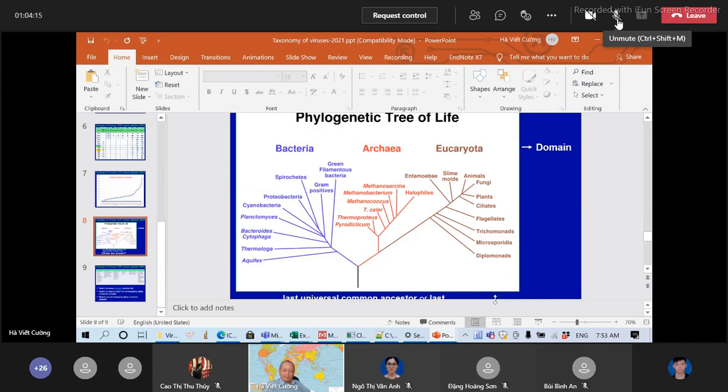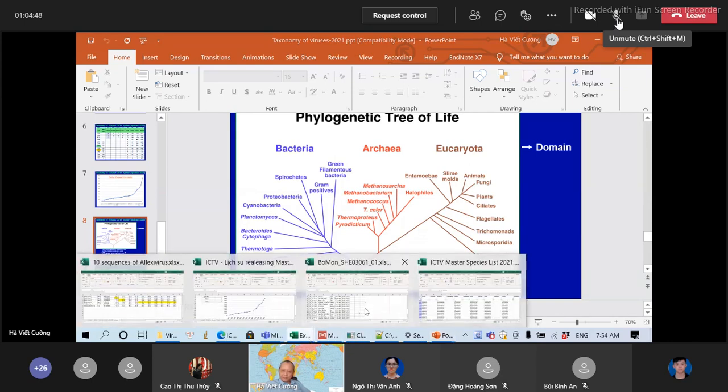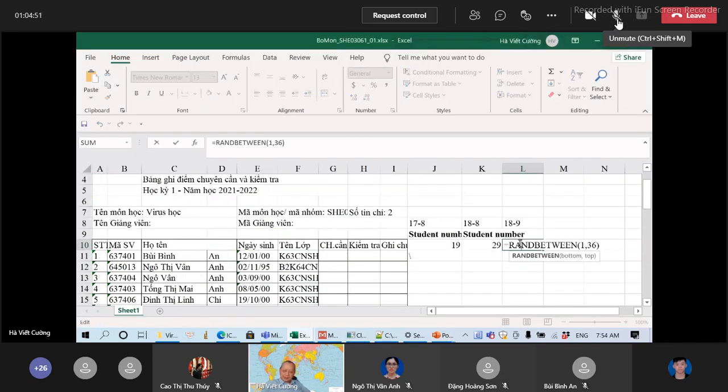Đúng chưa? Đấy, và một cái điểm quan trọng nữa. One more important thing you need to remember. Now, look here. You can see the three domains share one common ancestor. But the viruses don't share the common ancestor. They have a different, distinct origin. Understand what I mean? I need you to understand this very clearly.